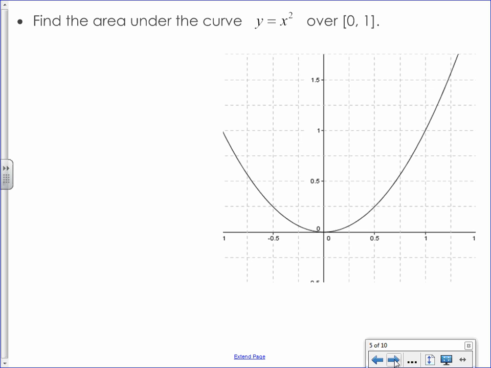Okay. We have the curve y equals x squared, and I want to approximate the area under the curve from 0 to 1. Now, anytime we're talking about area under the curve, we're talking about from the curve to the x-axis. That's the area that we are talking about. Okay? So I'm going to go ahead and tell you that I want 4 rectangles.